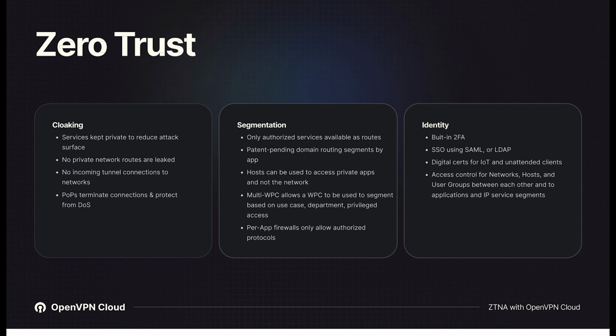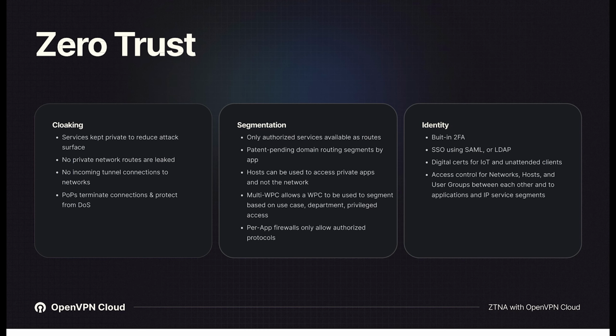Now, another move towards implementing ZTNA is segmentation. So, as I mentioned earlier, strong cybersecurity policies should always be part of a layered approach and should include least privilege access and network segmentation. Lateral movement attacks can be easily prevented with segmentation. With segmentation, only authorized services are available as routes. We have patent-pending domain routing segments that can be configured by apps or applications. You can also use hosts to access private apps and not the networks.